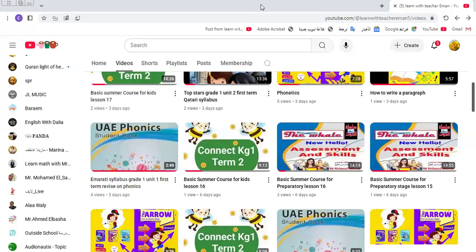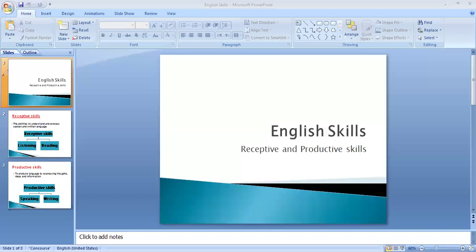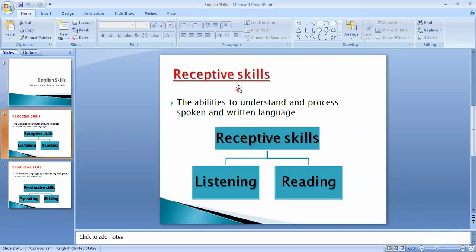Before I start our lesson, I would like to know something about learning English here in this summer course. Here we have English skills. What are the English skills? English skills are receptive and productive. Let's find out together what receptive and productive mean.